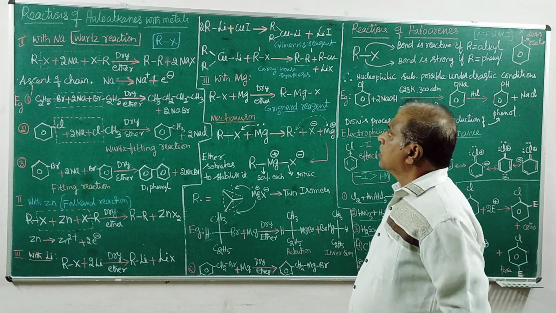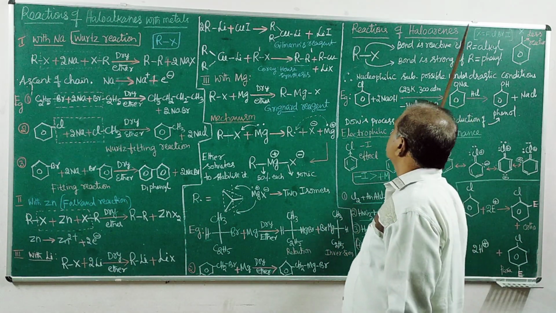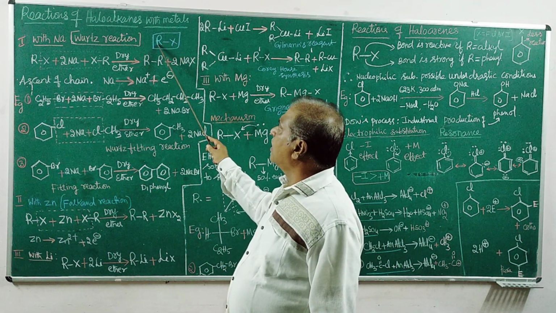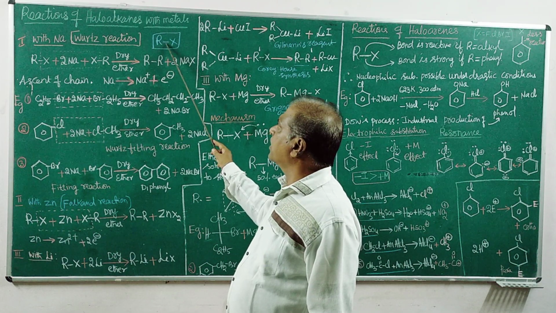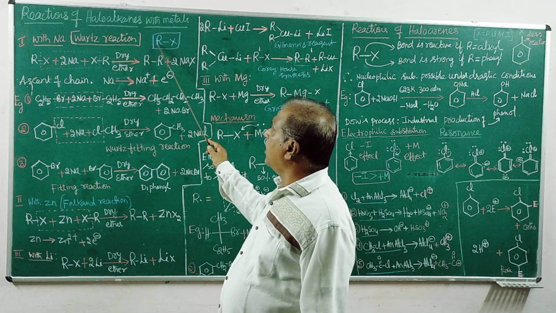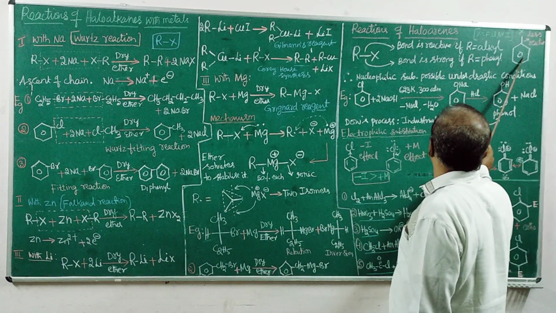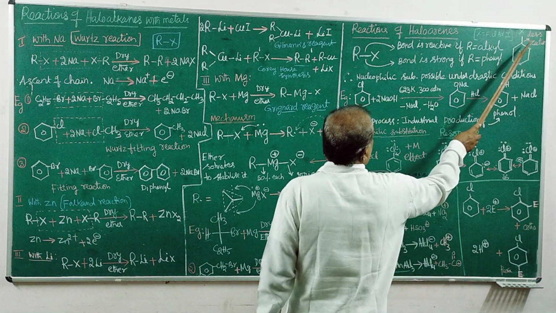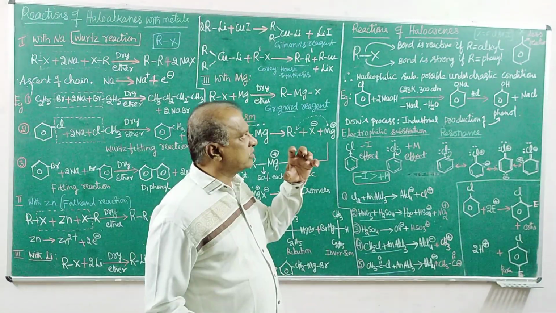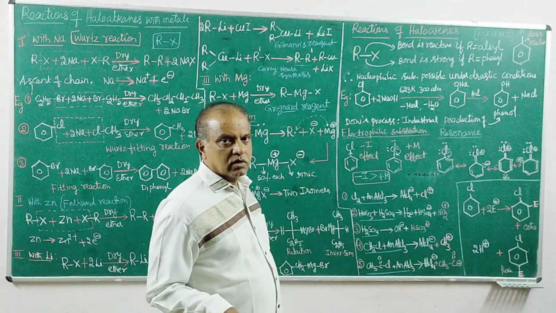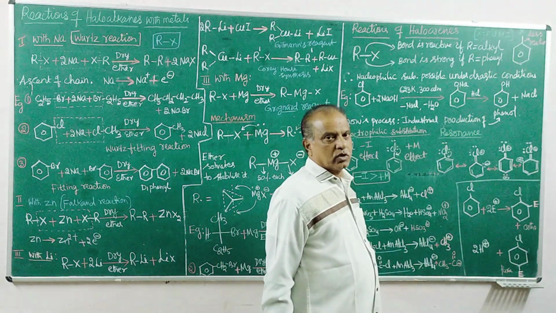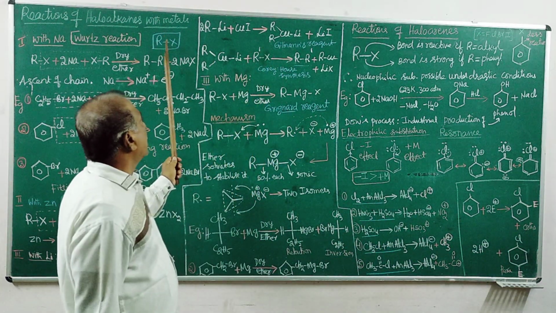Now let us move on to some reactions of haloarenes. Look at this RX. If R is alkyl, aliphatic, this chemical bond is reactive. If R is aromatic, like benzene with this X, this chemical bond is less reactive. That is the difference between the bond of halogen with the carbon of an aliphatic and the carbon of benzene. Aromatic is less reactive; aliphatic is more reactive.